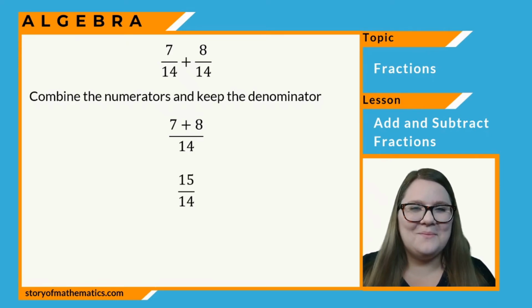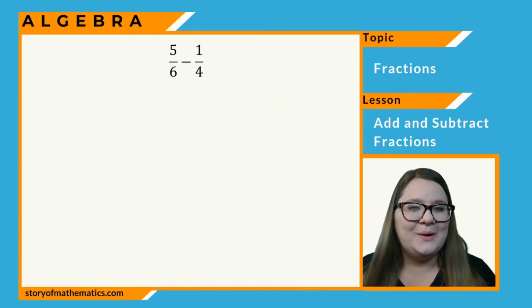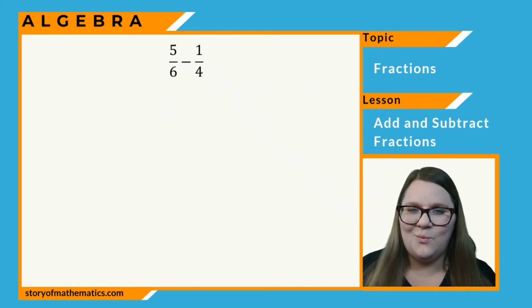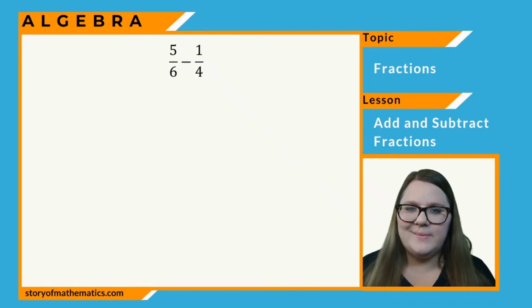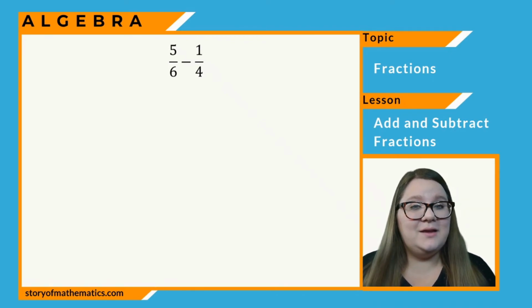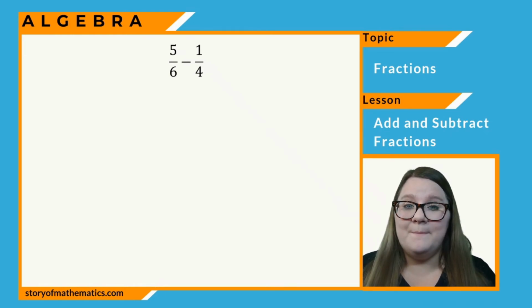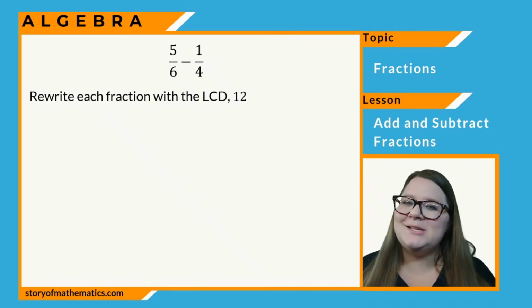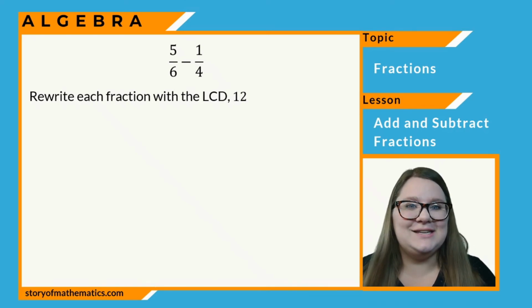All right, I have one more practice problem for us. This one is 5/6 minus 1/4. What's the common denominator going to be in this case? Well, 6 and 4, the smallest number that both go into evenly, is 12. So we're going to rewrite each fraction with the LCD of 12.